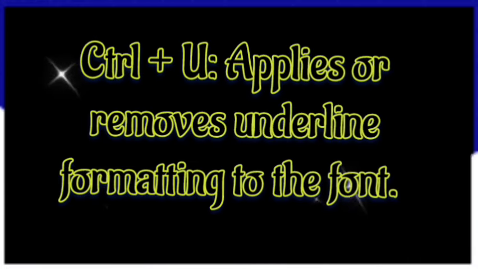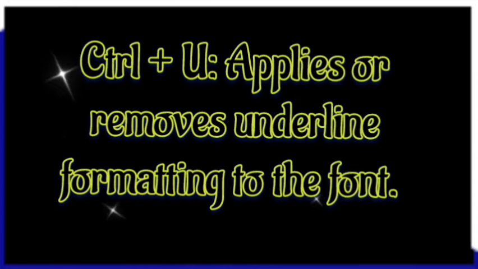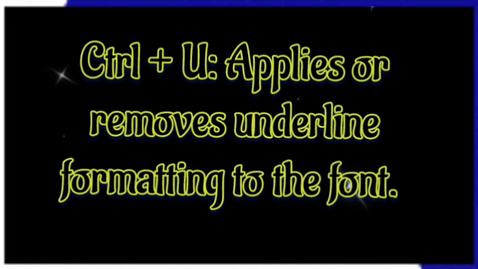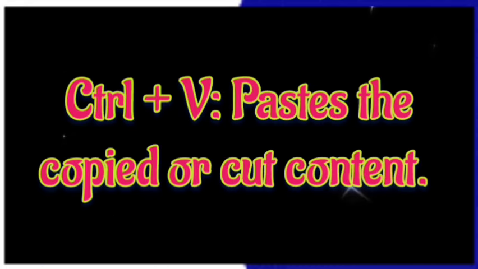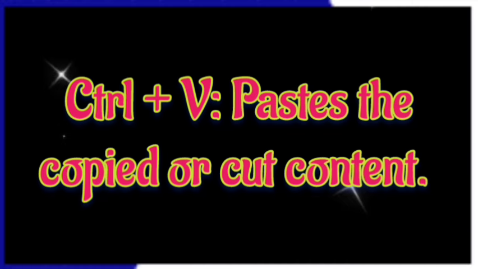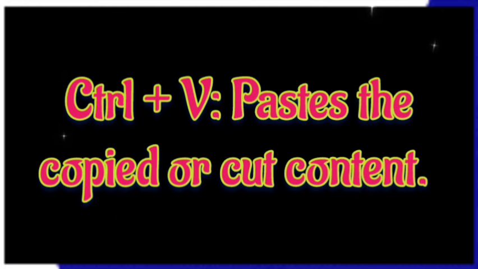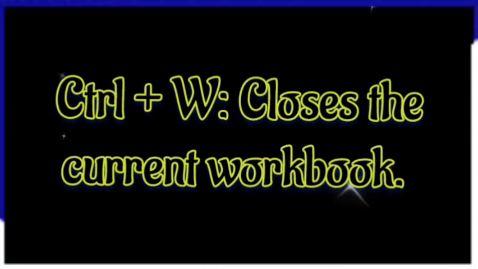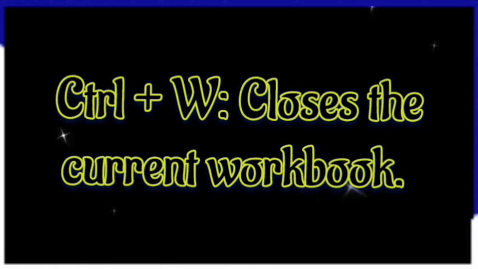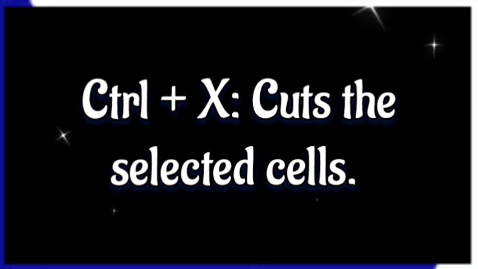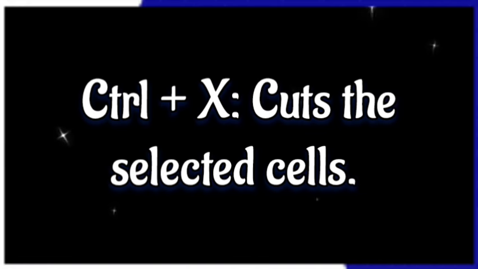CTRL plus U applies or removes underlined formatting to the font. CTRL plus V pastes the copied or cut content. CTRL plus W closes the current workbook. CTRL plus X cuts the selected cells.